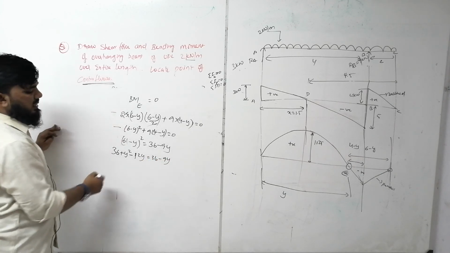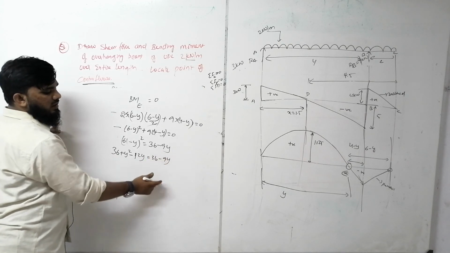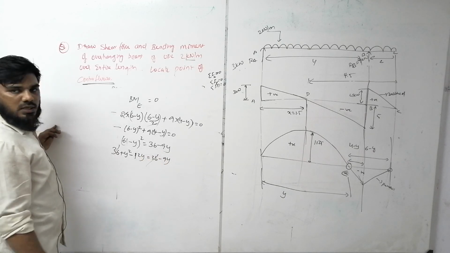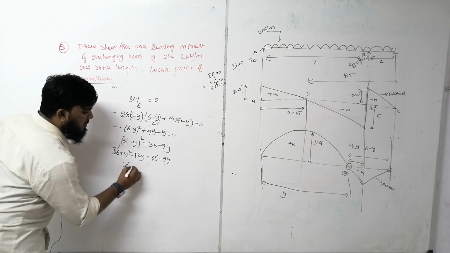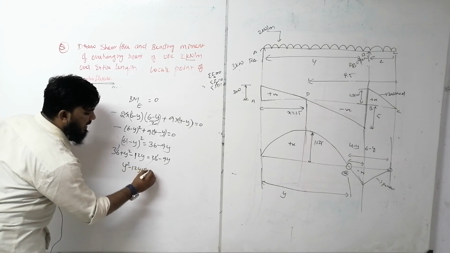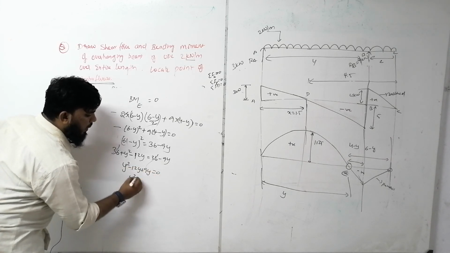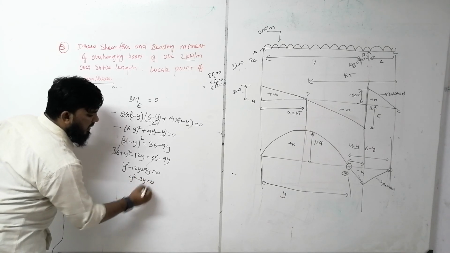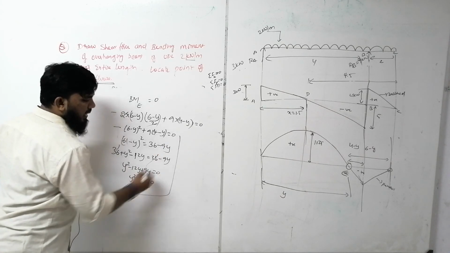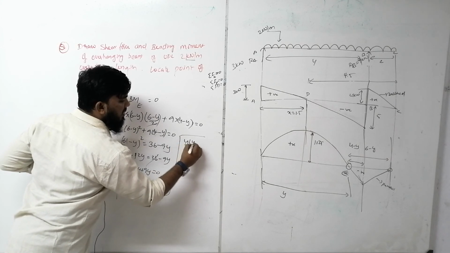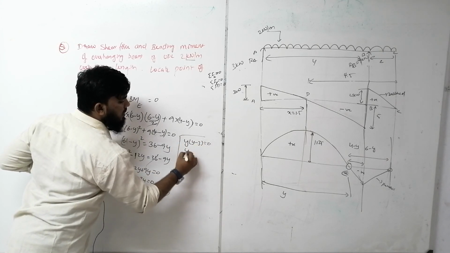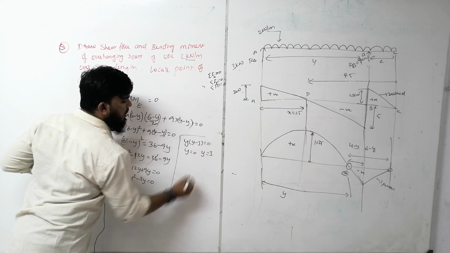If you take all one side, or if you take this 36 on other side, it will become minus. So we can cancel this. So what is the remaining value? Y square minus 12y plus 9y is equal to 0. Y square minus 3y is equal to 0. Correct? So what is common here? Y is common. Y into y minus 3 is equal to 0. Y is equal to 0. Y is equal to 3.